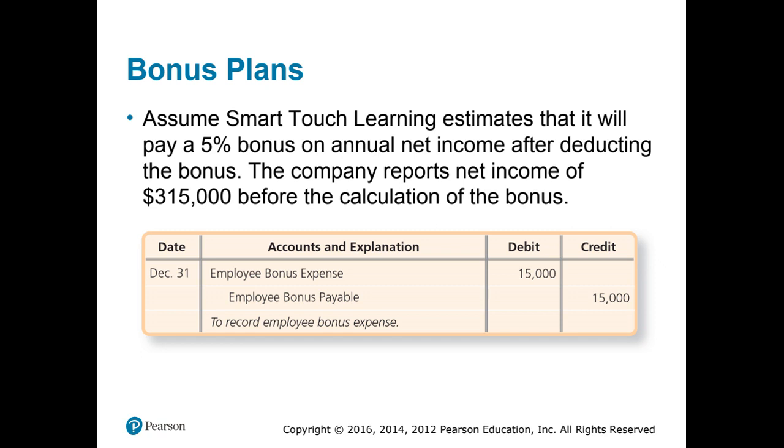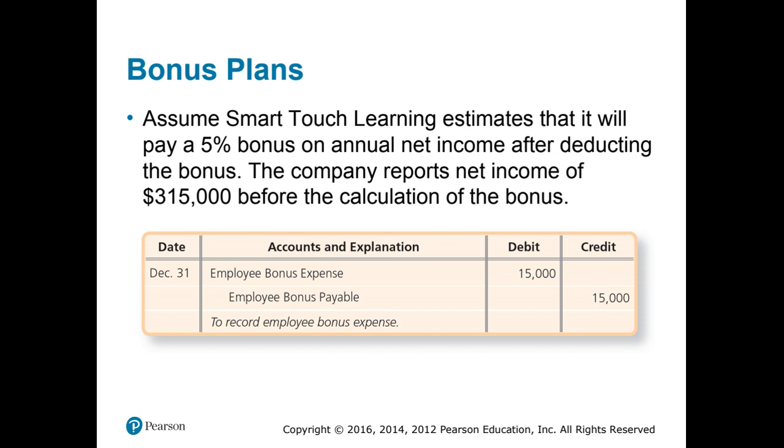So this is on page 568. We're going to assume that Smart Touch Learning estimates that it will pay a 5% bonus on annual net income after they deduct the bonus. The company reports net income of $315,000 before the calculation of the bonus. So if you look in your book on page 568, we will see here they show us how they calculate the bonus.